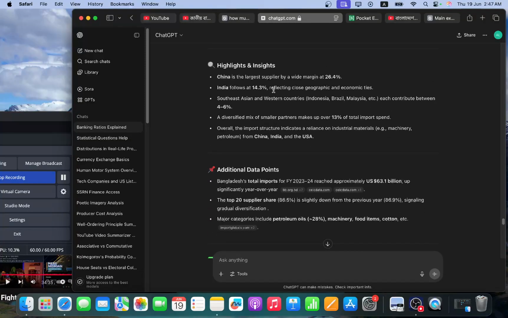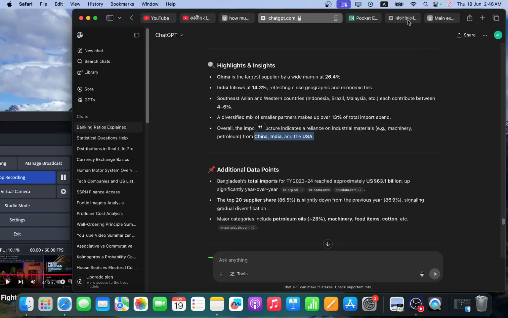China is the largest supplier by a wide margin, 26%. India follows at 14%. Southeast Asian and Western countries each contribute between 4%. A diversified mix of smaller partners make up about 30% of total import spend. The import structure indicates a reliance on industrial materials, machinery, and petroleum from China, India, and USA.